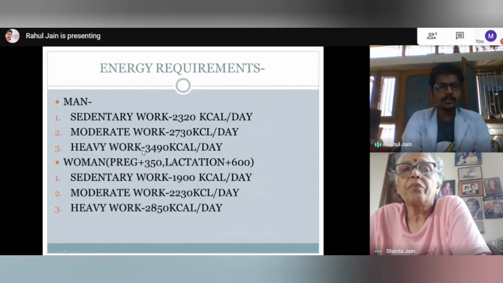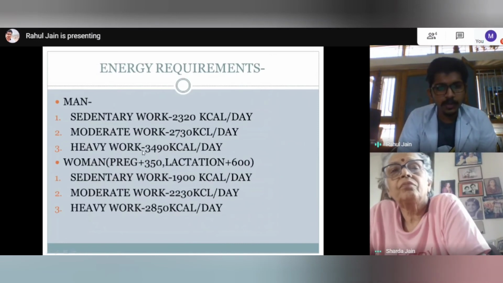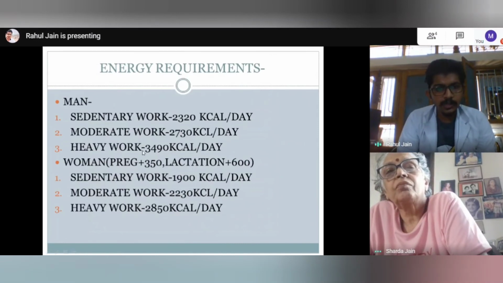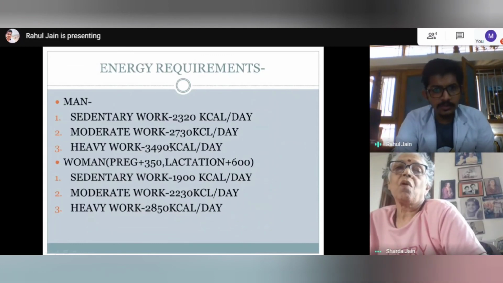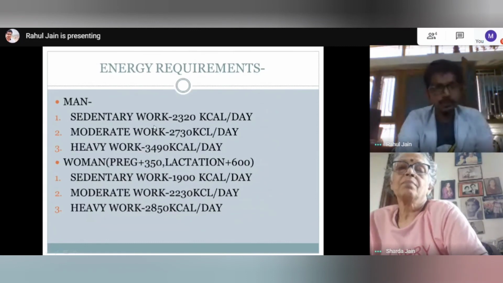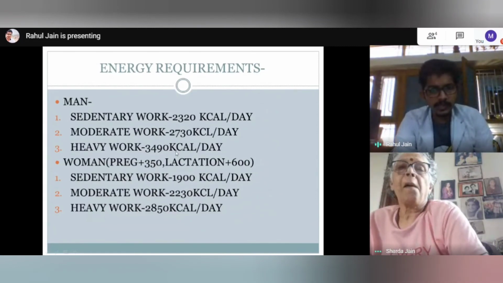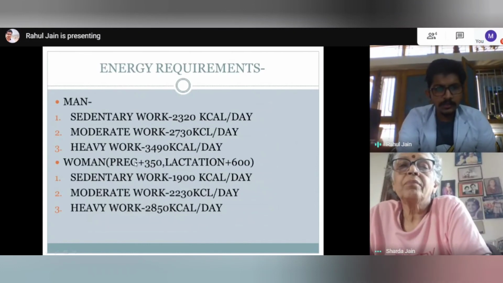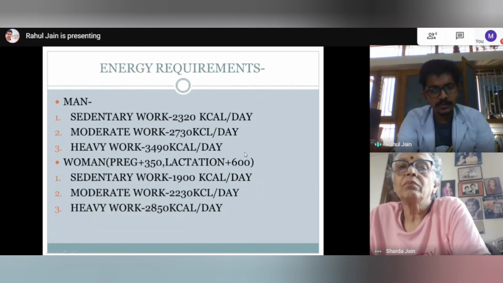But people like laborers and machinery workers, who keep moving, running and so on while working, have a higher calorie requirement compared to sedentary workers. So 3490 calories for heavy worker males, and for females it becomes 2800. In pregnancy the demand increases by 350 kcals per day, and with lactation the demand increases by 600 kcals per day.